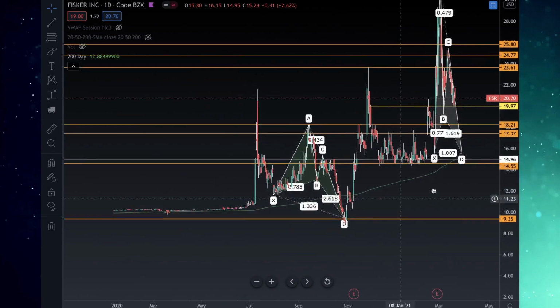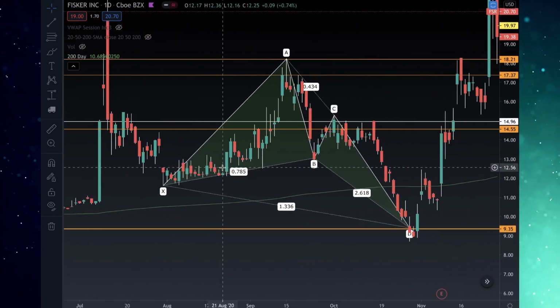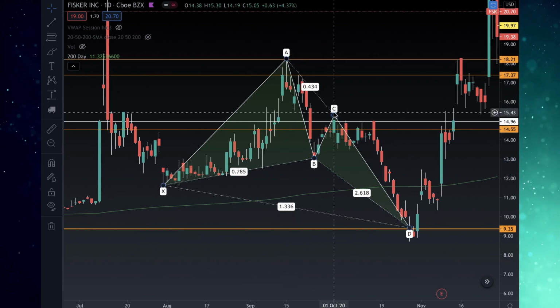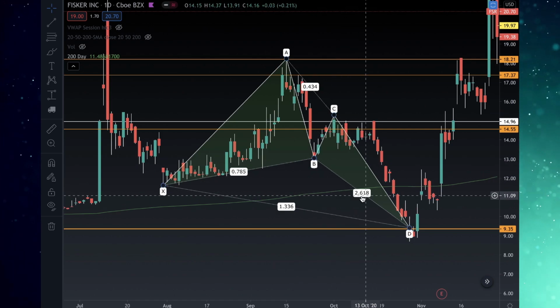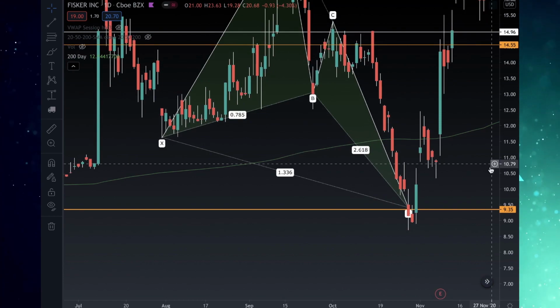So I already showed, I believe in the beginning of the video, the Fisker one, right? So you can see this was a butterfly, because from X to B you had a 786. From this A point to the C point, it was in between a 382 and an 886. And then it came all the way down to this 2618, pretty much. It wasn't perfect, but it was around that zone, the pattern completion zone.